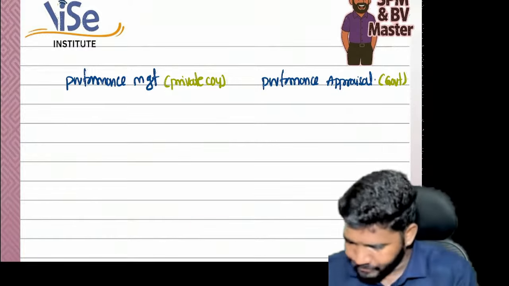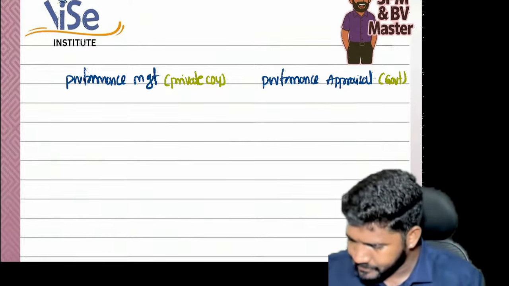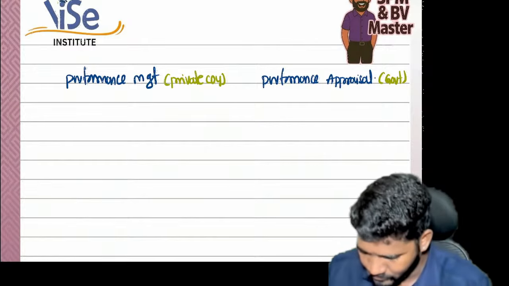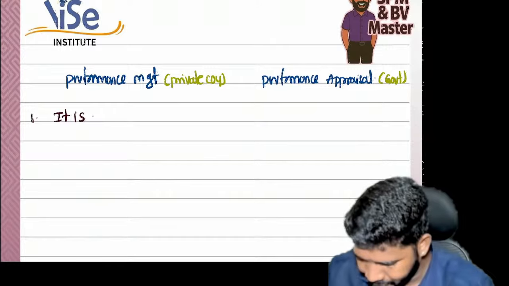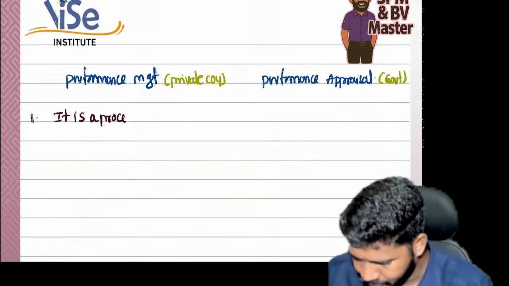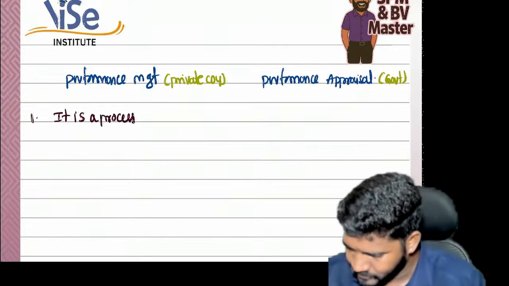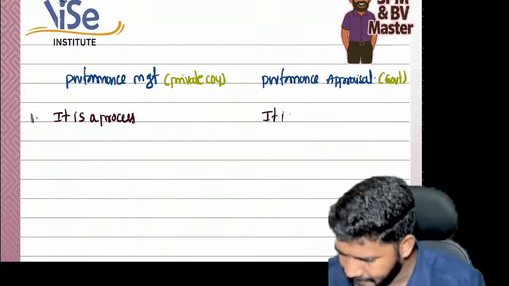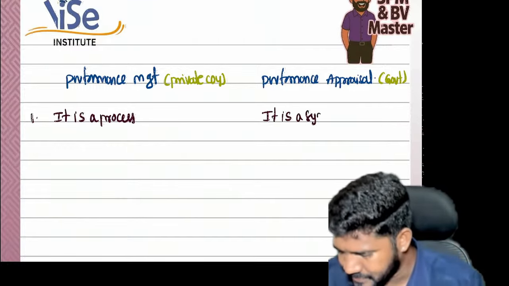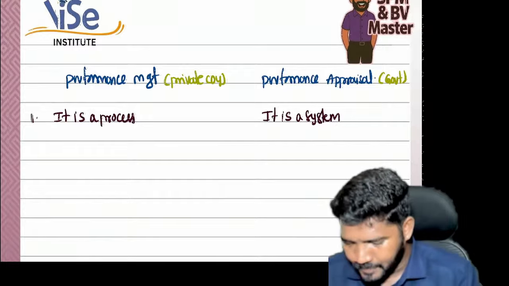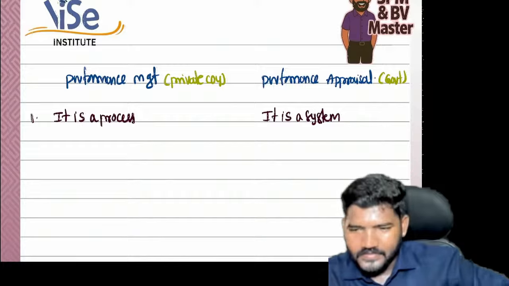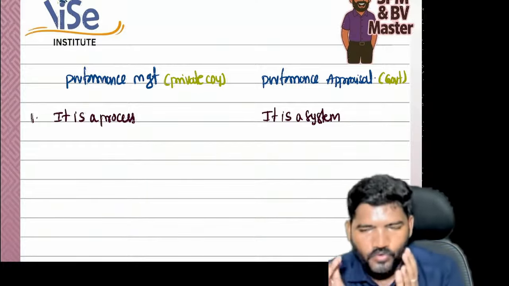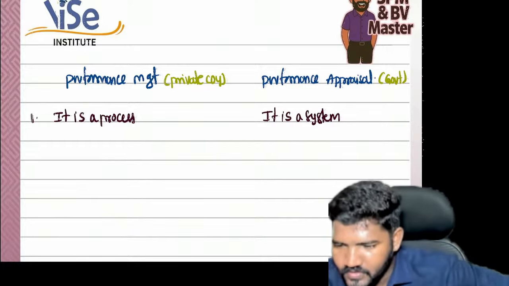Okay. Now, the first difference is: it is a process, it is a system. It is a process. It is a system. What is the difference?